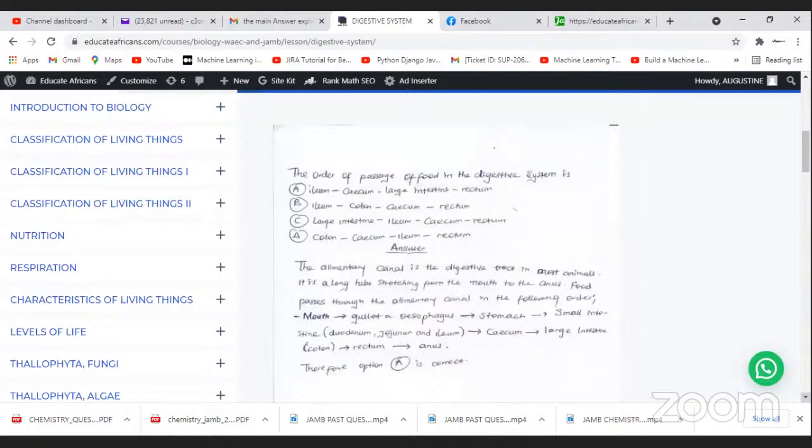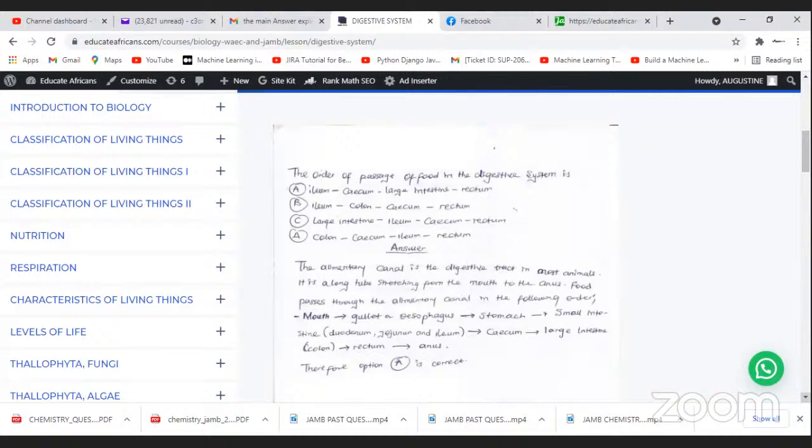The order of passage of food in the digestive system is it ileum, cecum, large intestine, rectum, or is it ileum, colon, cecum, rectum, or is it large intestine, ileum, cecum, rectum, or is it colon, cecum, ileum, rectum? Answer: the alimentary canal is the digestive tract in most animals. It is a long tube stretching from the mouth to the anus.